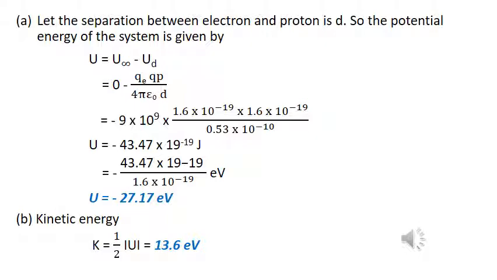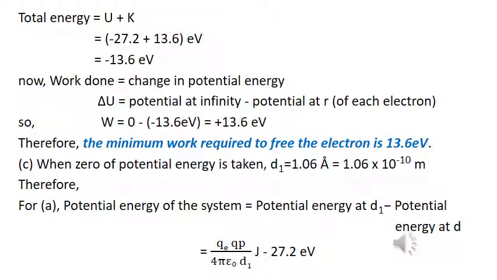For part B, it is given that the kinetic energy is half of the magnitude of the potential energy obtained in part A. So the kinetic energy is equal to 13.6 electron volt. So the total energy will be equal to sum of kinetic energy plus potential energy. By putting and solving, we get total energy is equal to minus 13.6 electron volt.